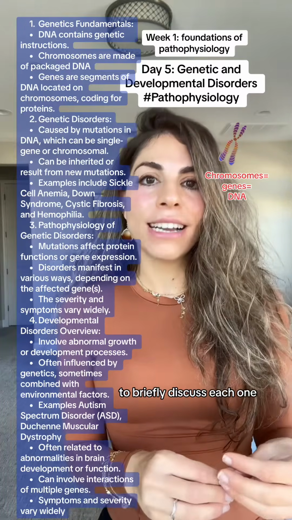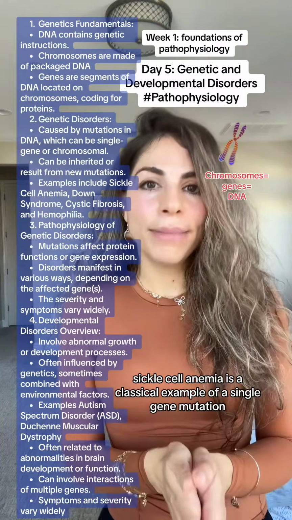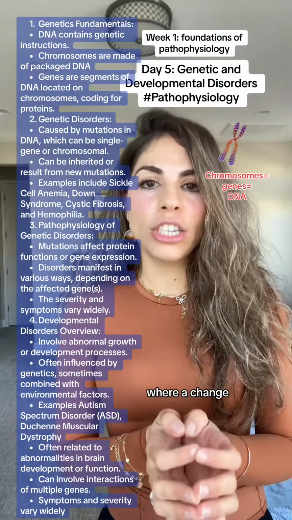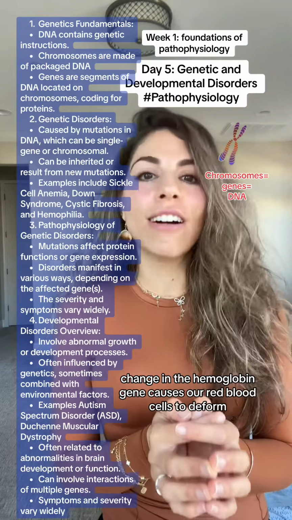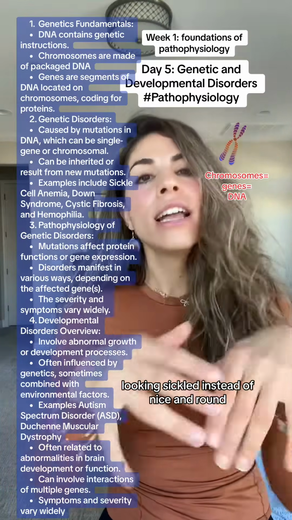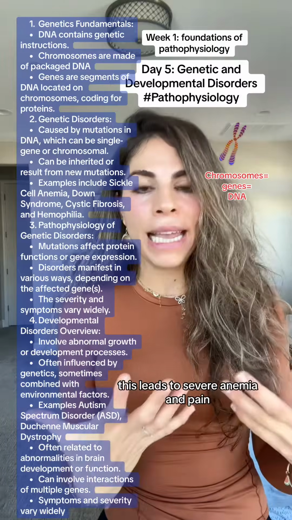To briefly discuss each one, sickle cell anemia is a classical example of a single gene mutation, where a change in the hemoglobin gene causes our red blood cells to deform, looking sickled instead of nice and round. This leads to severe anemia and pain.